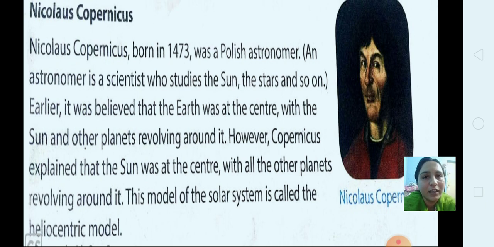Then Nicolas Copernicus, born in 1473, was a Polish astronomer. An astronomer is a scientist who studies the sun and the stars. Earlier it was believed that the earth was at the center, with the sun and other planets revolving around it. However, Copernicus explained that the sun was at the center, with all the other planets revolving around it.